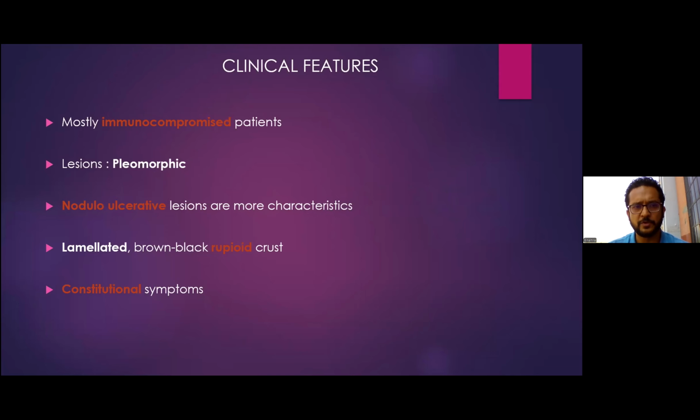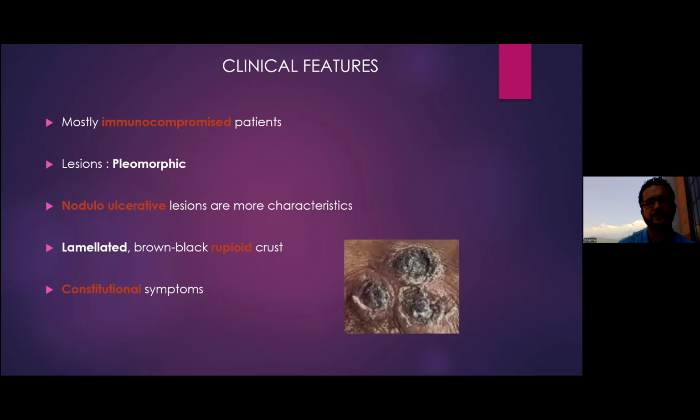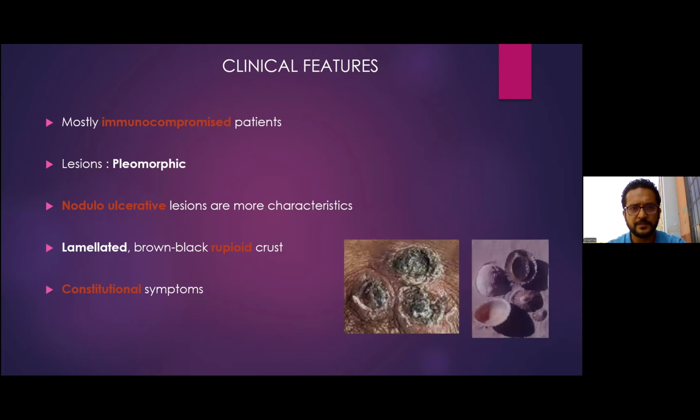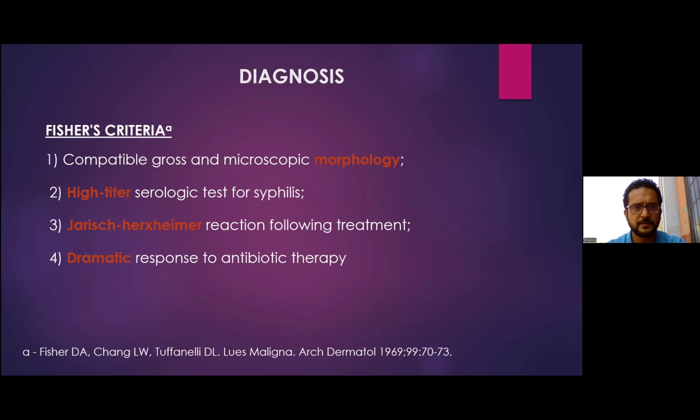The lesions would be pleomorphic, mostly nodulocystic, and eventually lead to ulcerations. I'll be showing you the lesions also. They would be rupioid, crusted type of lesions, and the patient will have constitutional symptoms. These are the rupioid type of lesions. While dealing with the diagnosis of lues maligna, we usually follow Fisher's criteria. According to Fisher, all 4 have to be present.